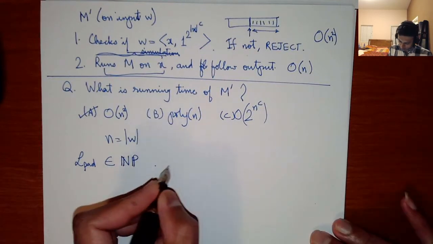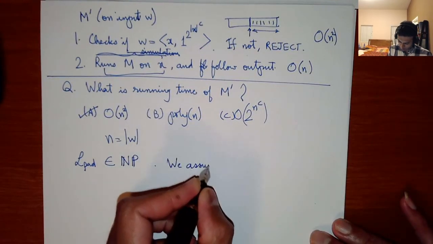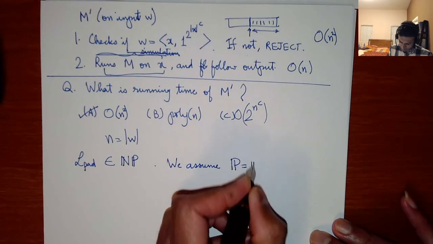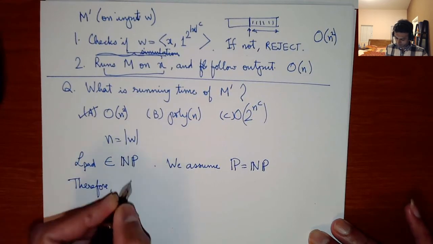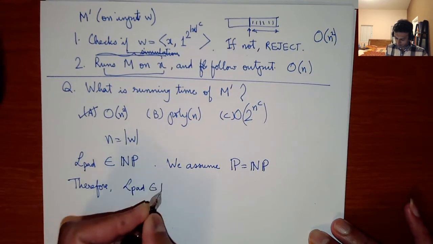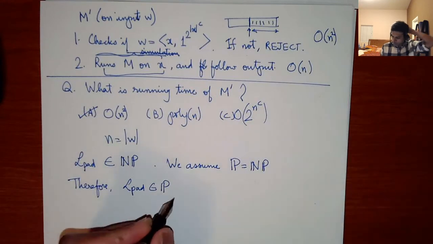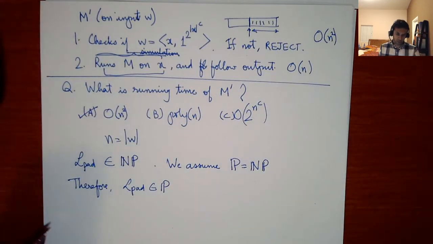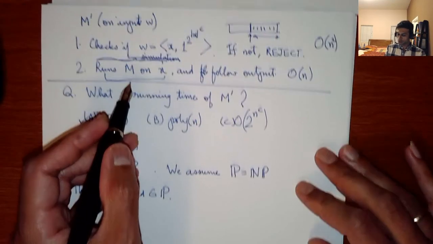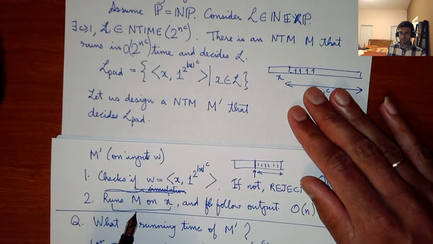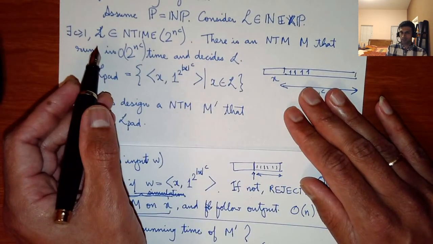But we assumed P is equal to NP. Therefore, LPAD is in P. Of course, it's in P not because of this M prime, it's because of the assumption. So the padded language is in P. Where is the non-determinism in M prime? In running M on x. M is a non-deterministic Turing machine by assumption. Okay. Because we started with the assumption that L is in NEXP.